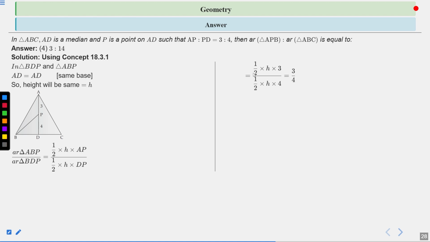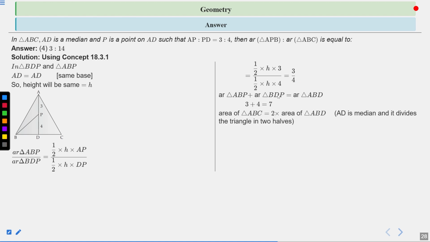So we get the ratio of the area of triangle ABP and the area of triangle BDP. Now the area of triangle ABP plus the area of triangle BDP is equal to the area of triangle ABD. We can clearly see that. Because we got the ratio 3 ratio 4, the total area will become 7 units, 3 plus 4.